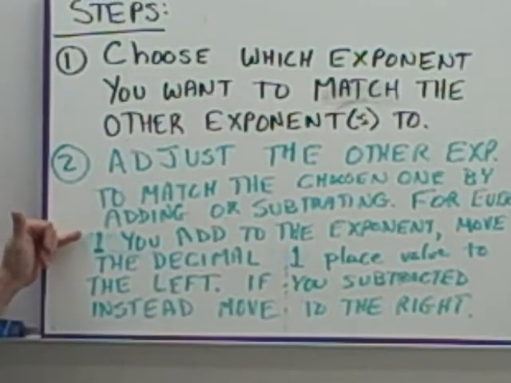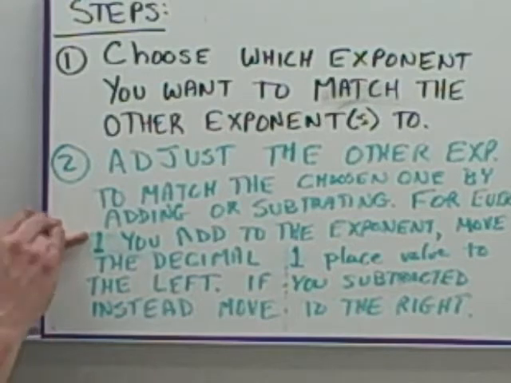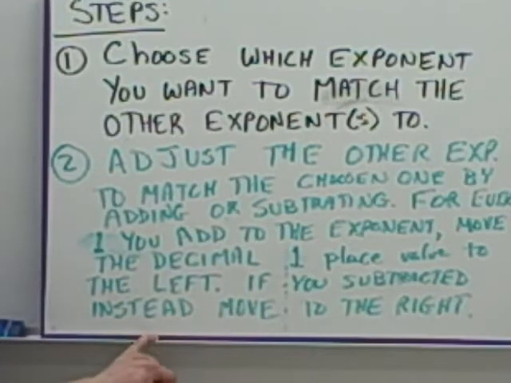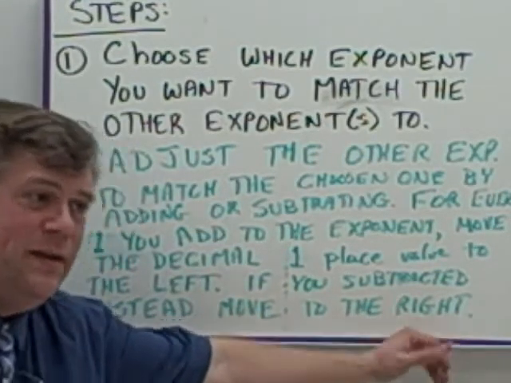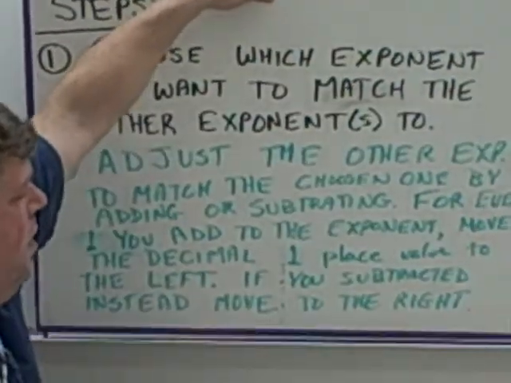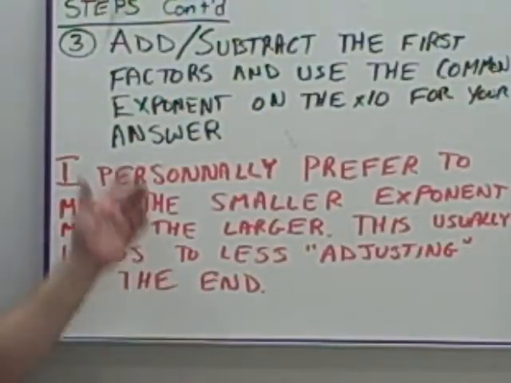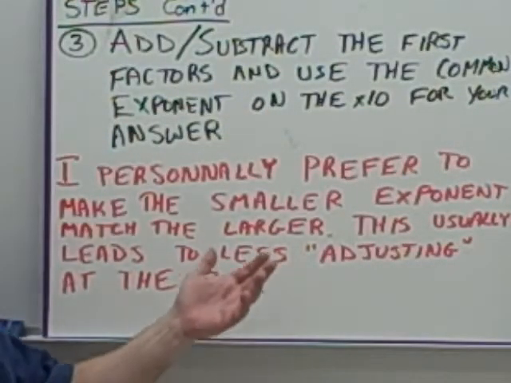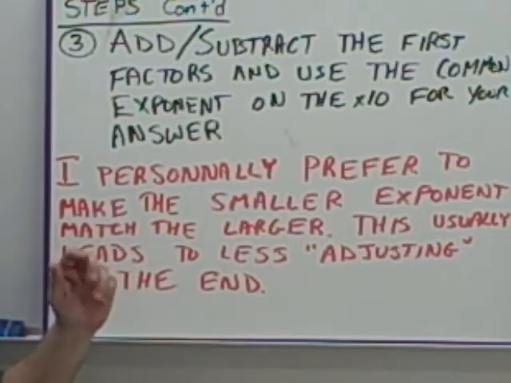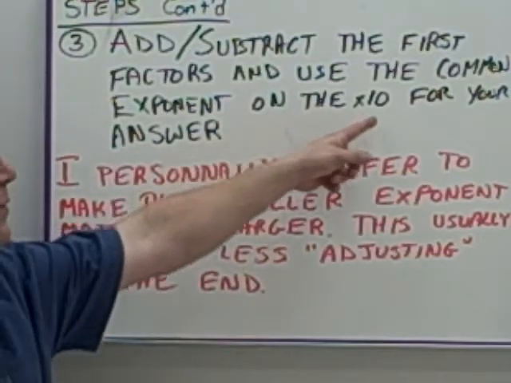If you add 1 to the exponent to make it match up, you've got to move the decimal point 1 place value to the left. If you subtract instead, you move it to the right. This will become a little more apparent when we actually go through an example. Step 3 is to add or subtract, depending on what operation, the first factors after having adjusted them to match the exponents, and use the common exponent on the times 10 for your answer.